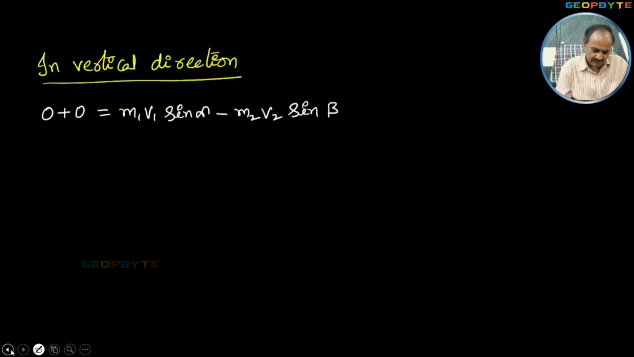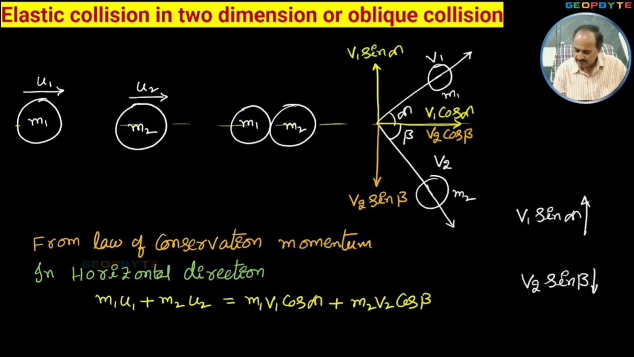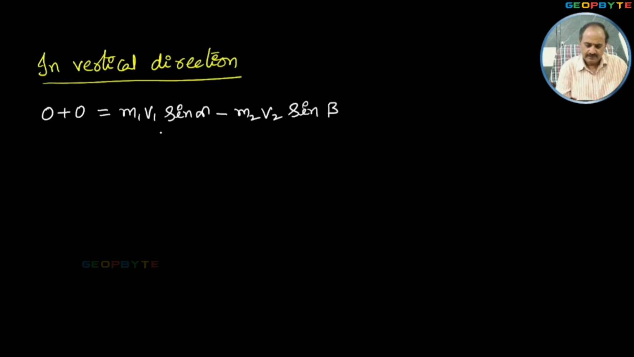The reason it is written m1 v1 sin alpha minus m2 v2 sin beta is, look, v1 sin alpha is acting vertically upwards, whereas v2 sin beta is acting vertically downwards. That's why it is written m1 v1 sin alpha minus m2 v2 sin beta. From this I can also write m1 v1 sin alpha is equal to m2 v2 sin beta.